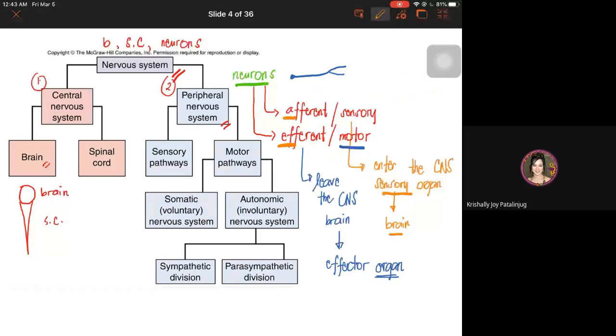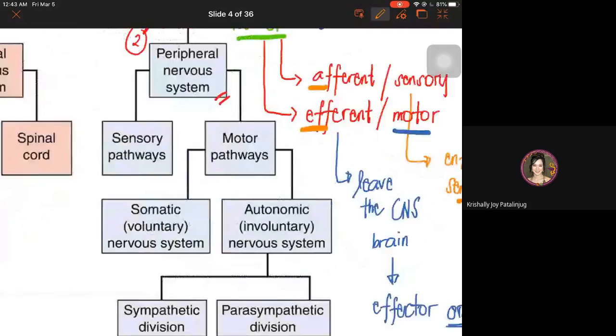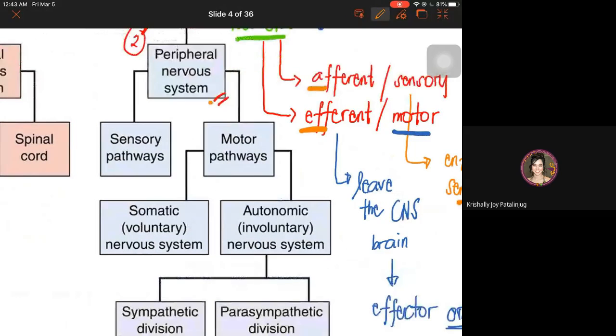Now, as you observed on the table, you can tell that under the peripheral nervous system, we have here the sensory pathways, which is ito yung afferent neurons. And then we have the motor pathways. These are the efferent neurons.